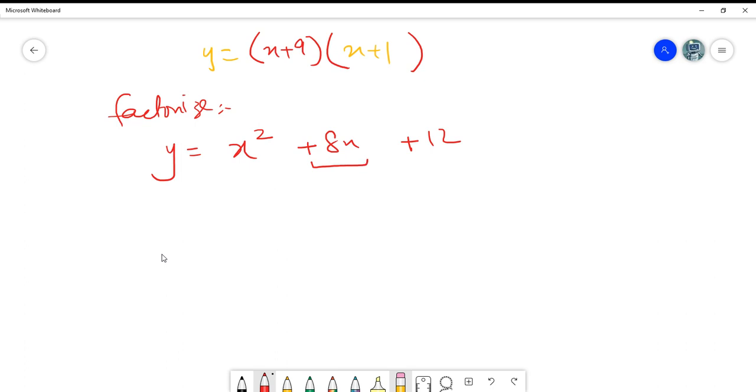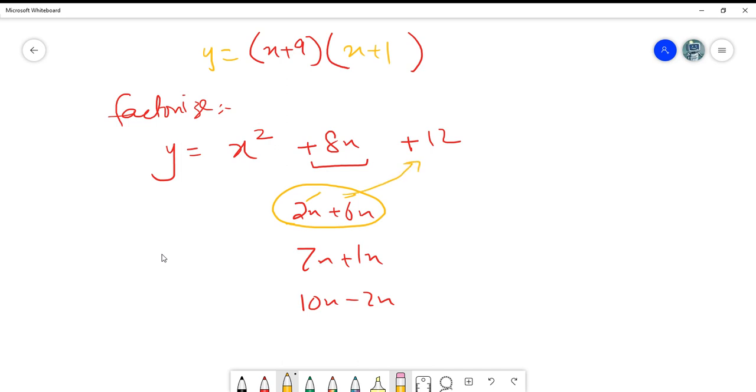The technique still remains the same, that I have to break the middle term, which is 8x. And remember, the middle term is the one which has x written with it. So a way to split 8 is 2x plus 6x. Another way could be 7x plus 1x. And there are many other ways like 10x minus 2x. The correct option for us would be 2x plus 6x, because 2 times 6 is 12.